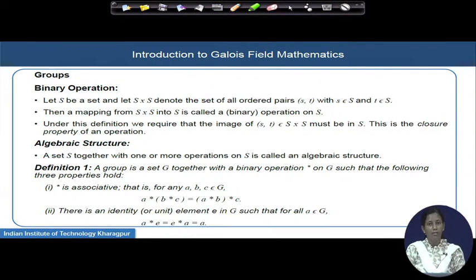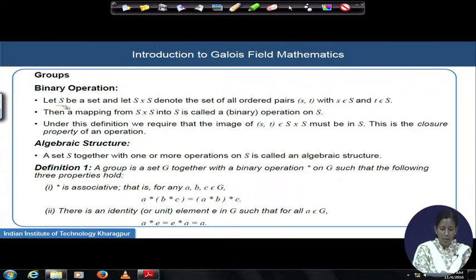So, now we are starting with the group. Before entering into the algebraic structure of a group, we need to understand the meaning of binary operation, which we seldom use in digital communication, but the mathematical meaning is like this. Let us consider that S is a set, and S cross S denotes another set which is basically constituted by taking all the ordered pairs (s, t), where s and t belong to the original set S.